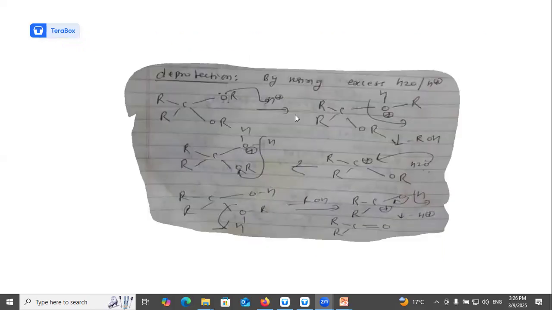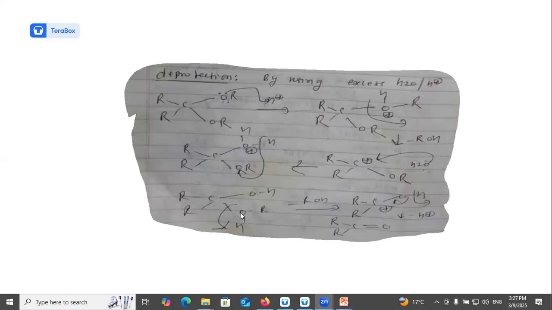Deprotection by using excess water. With excess water, the H plus in the acidic water is taken up by the lone pair of electrons of the acetal, which attacks this hydrogen of the acid, and the positive charge on this oxygen removes as the alcohol, and the positive charge moves to this carbon. Similarly, the lone pair of the water attacks again, and the oxygen of water becomes positively charged. Again, the oxygen of the ester has a lone pair of electrons and abstracts this hydrogen, and this oxygen becomes positively charged.